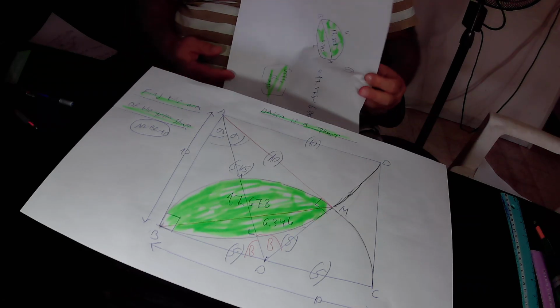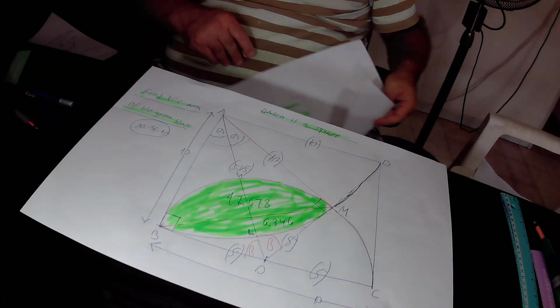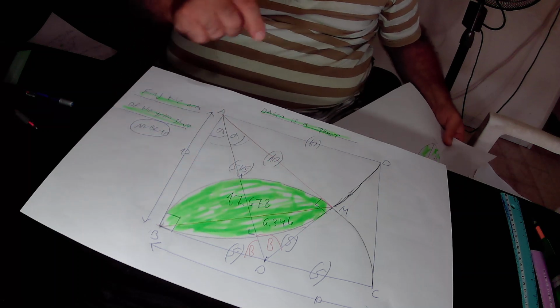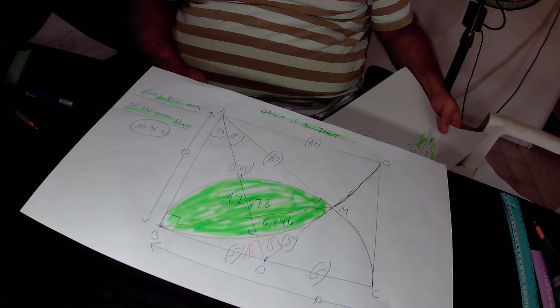So in total we found out that the area that we are looking for in this question, that is the area of this green shape, equals 24.0426 square units in size.